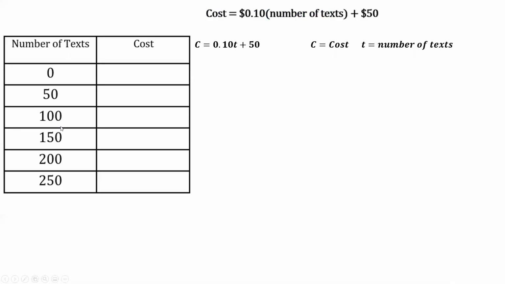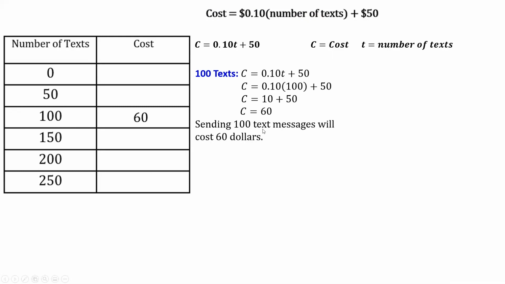So I'll go and do 2 examples. After that, you kind of get the point. Let's go and look at 100 texts. So when T is 100, I'm going to plug in 100 for T. 10 cents times 100 will be $10, and 10 plus 50 gives me 60. So sending 100 text messages will cost you $60.